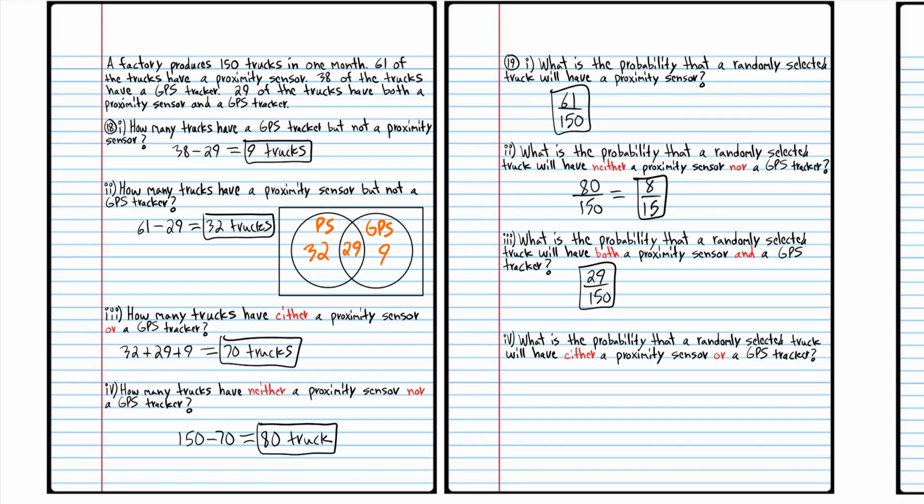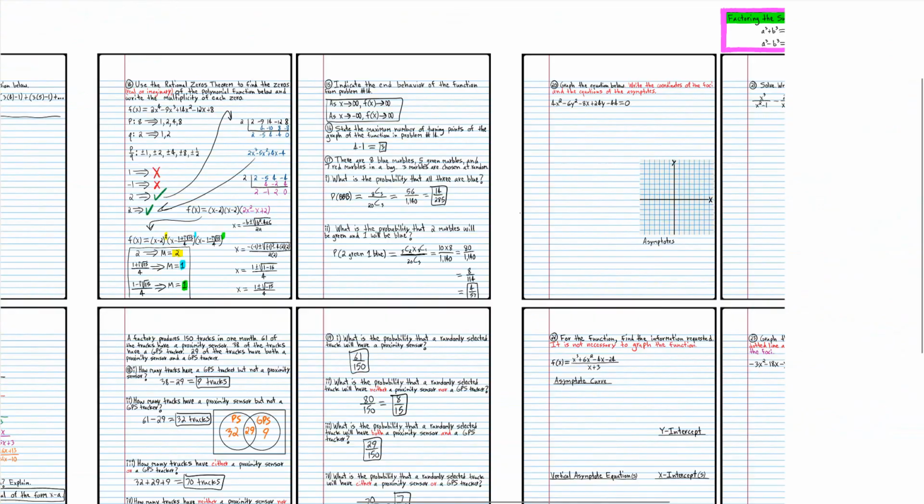And what is the probability that a selected truck will have either a proximity sensor or a GPS tracker? So that's 70 that have either or, and a total of 150, and that reduces to 7 over 15. So if you got those right, excellent. Okay, on to the next one.